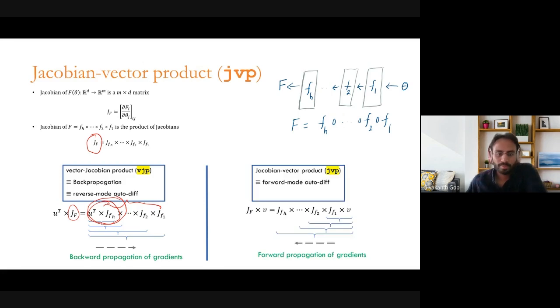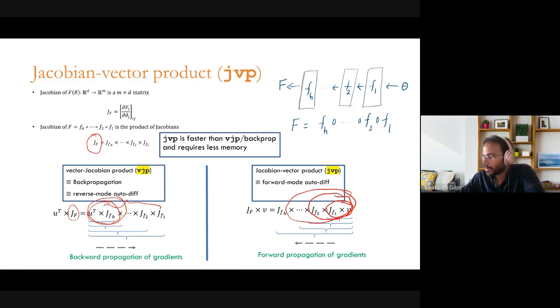There is a less familiar analog of this, where you multiply the Jacobian on the right, and the algorithm is even simpler. It's easier to just multiply things on the right, remember this vector, and then multiply the next one, and so on. In fact, this JVP, the Jacobian vector product, is even faster than backprop, and it requires less memory because you don't need to remember intermediate activations. You just go forward. You only remember the last layer, then the next layer, and so on. So this JVP is faster.